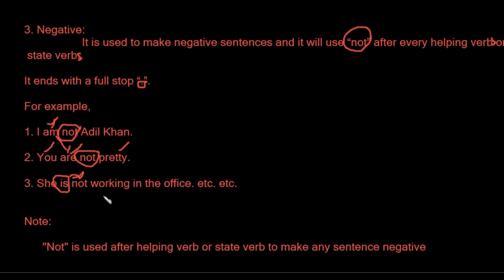The people will say, oh my god, what are you saying? How can you say that this is a helping verb? It should be a stative verb. So if you're confused, this "working" is a main verb. This is a main verb, not a stative verb. So that's why I'm using a helping verb with this "is".